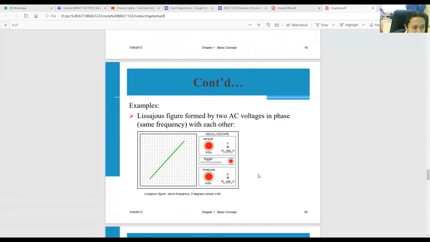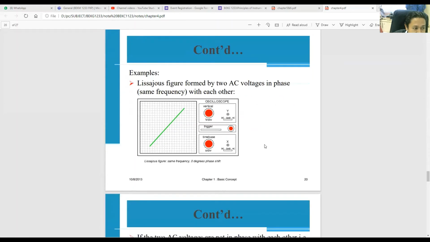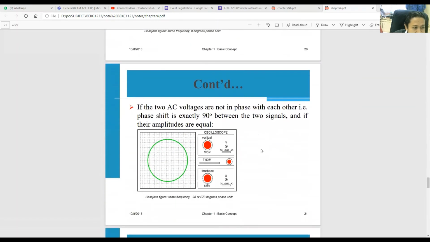Okay, so this is some example. A Lissajous figure formed by two AC voltages in phase. This means they have the same frequency, and it will be the same frequency. You can see this one.